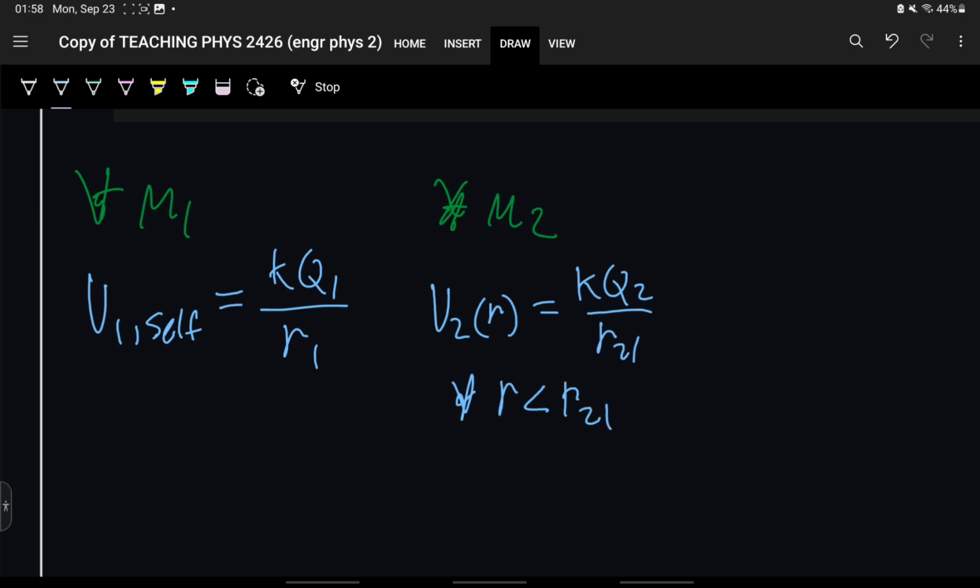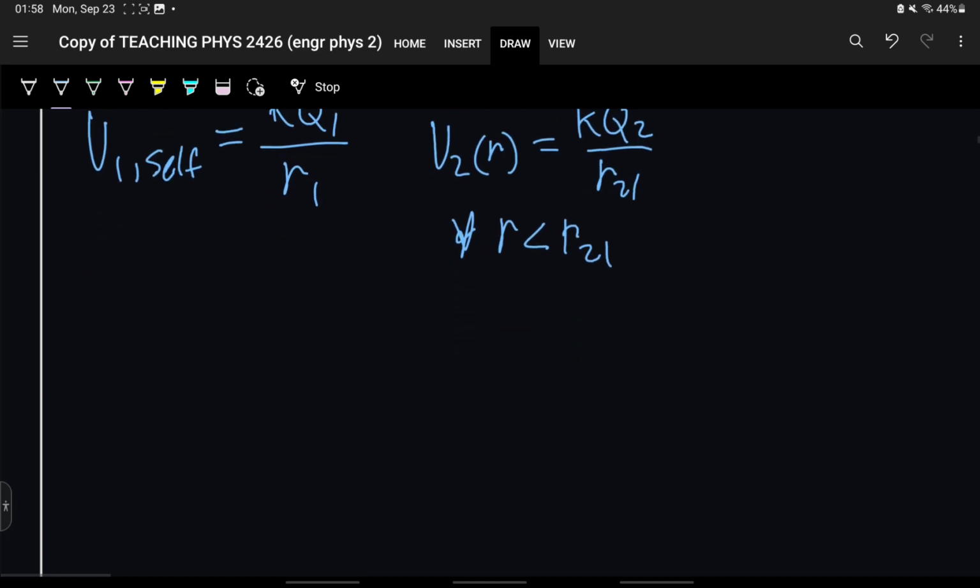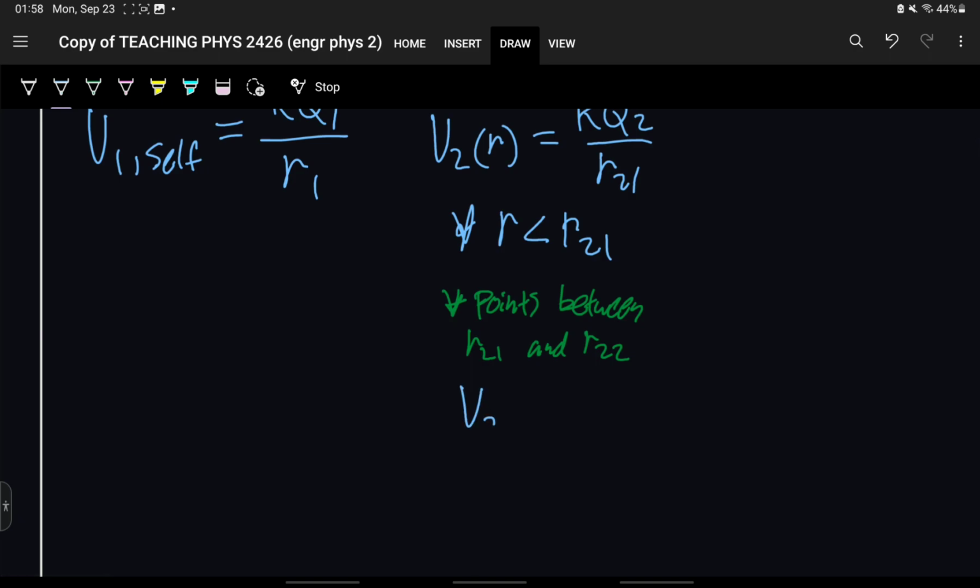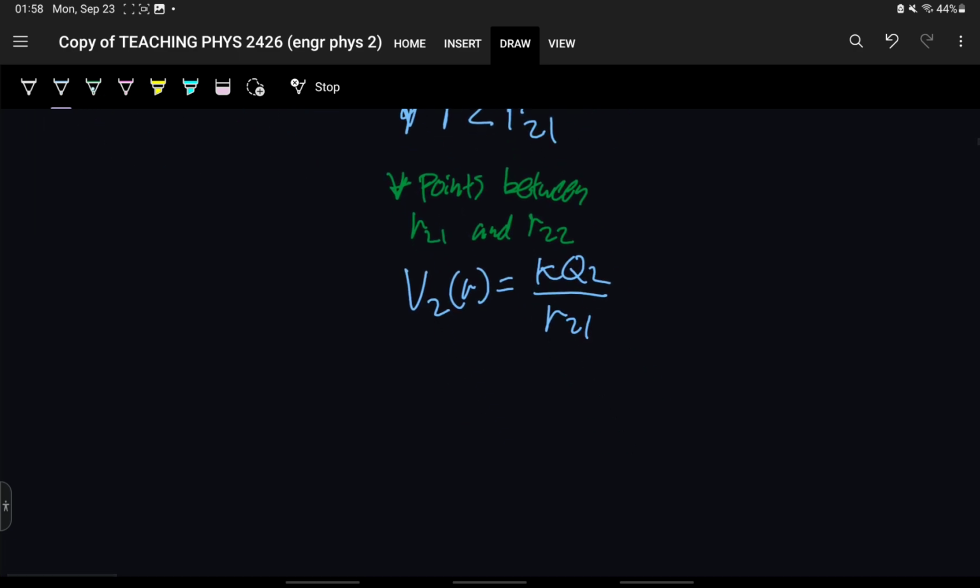And for points between R21 and R22, we're going to have V sub 2 of R is equal to K times Q2 all divided by R21. That's constant within the shell.